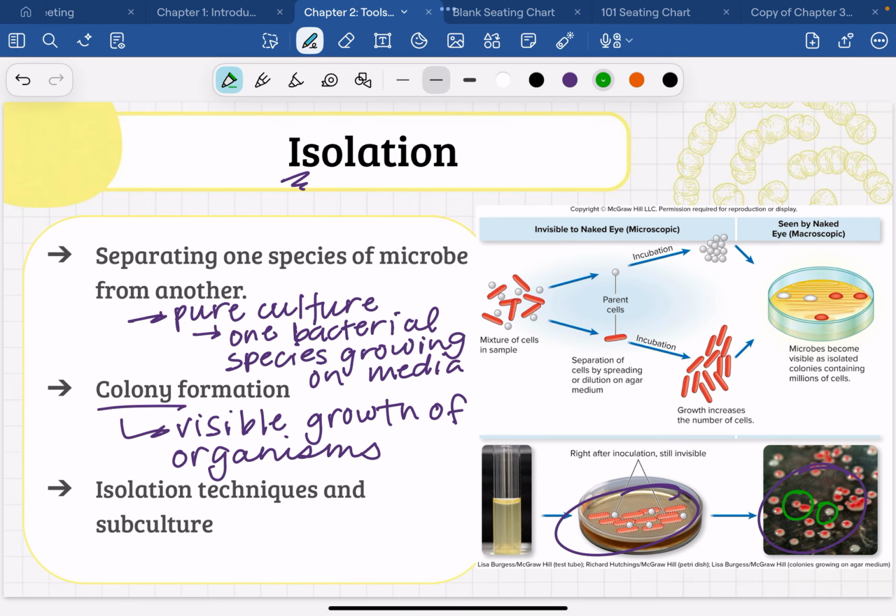So if I have this mixed bacterial culture, it is my job as a microbiologist to separate those two. And that's what isolation is. And subculturing, so what we have down here, isolation techniques and subculture, what subculture is, it's taking a little piece of one colony of bacteria and putting it on a new plate.